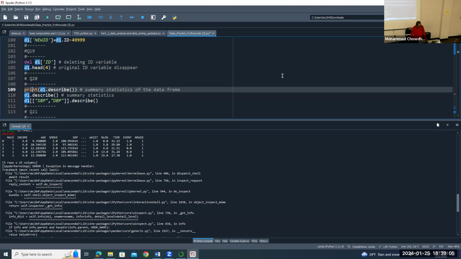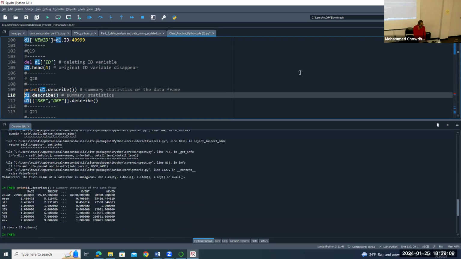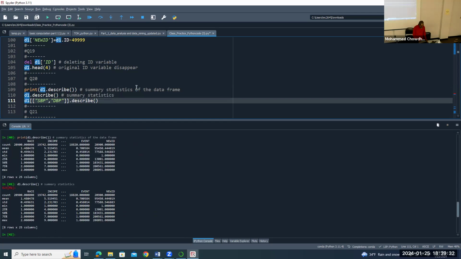So now question number 20 is asking you to find the summary statistics of the data frame. So D1 is my data. From that data, I want to find the summary statistics of the entire data frame. That means each variable of the data frame should show summary statistics, which I am now seeing. Okay. So this is another option.